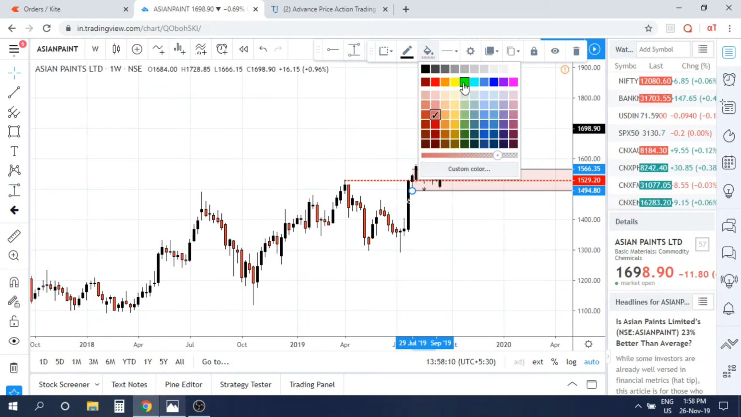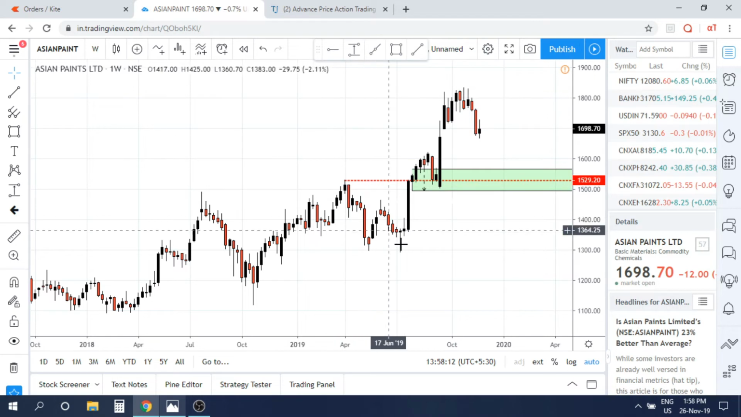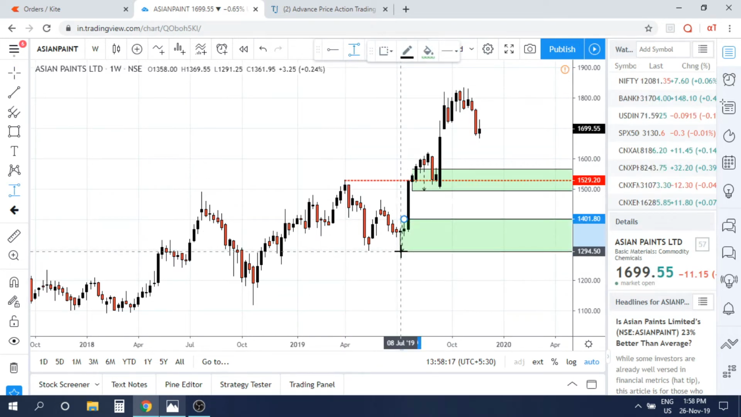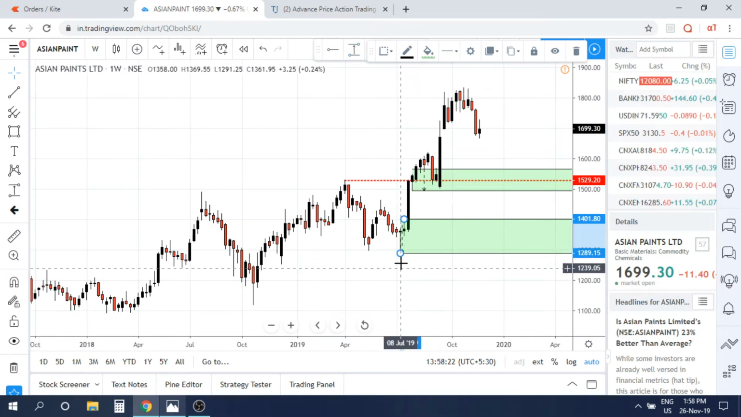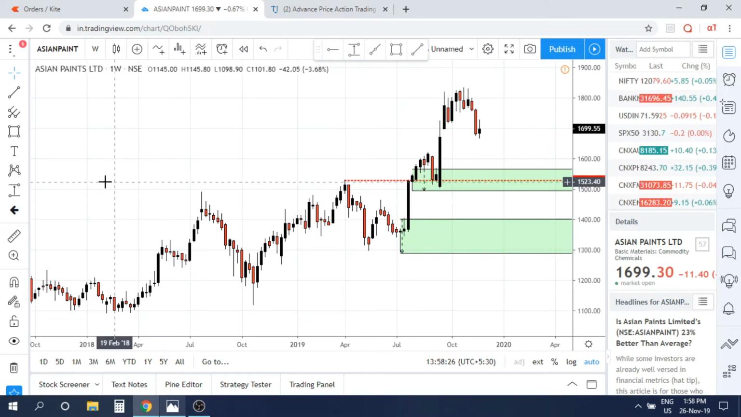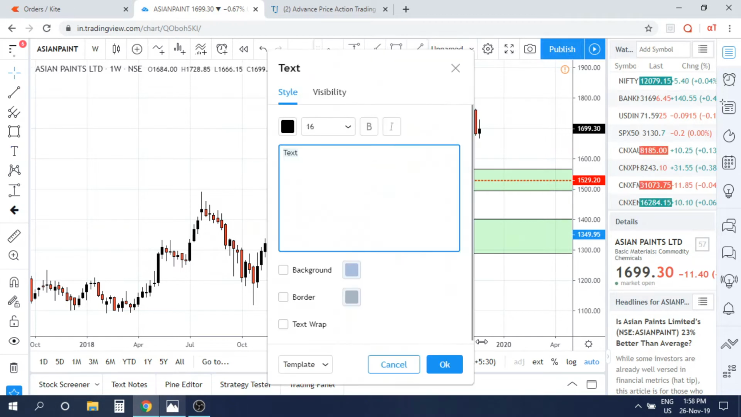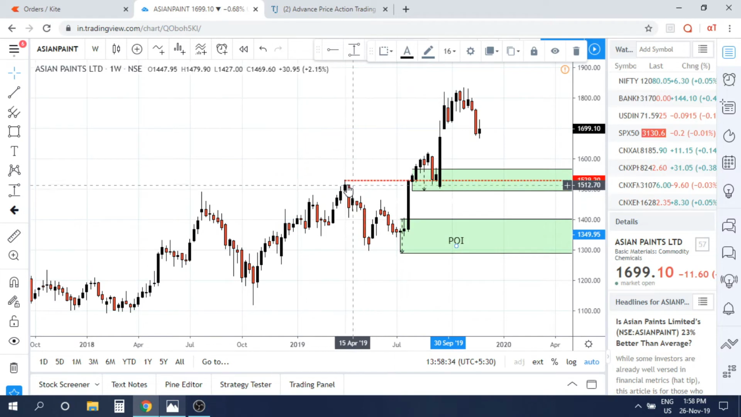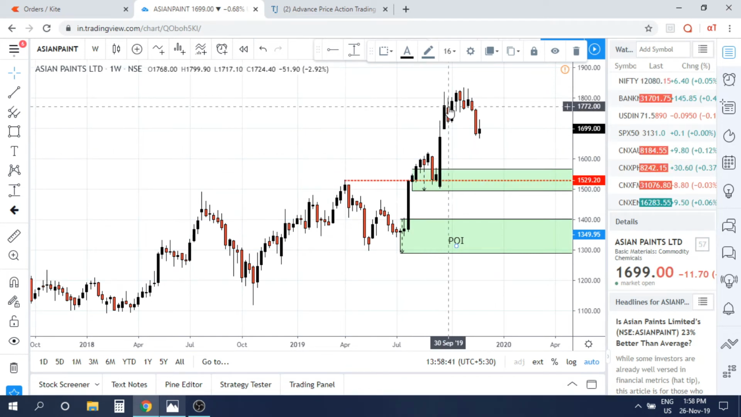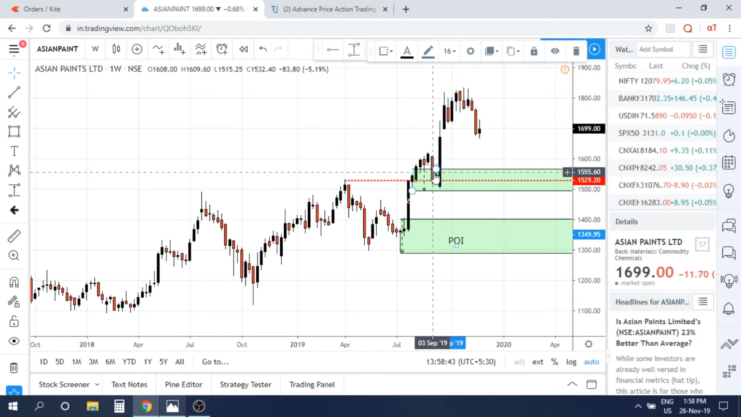It's the demand, so it should be green color, right? And the POI for this is this one. So combining these two together, therefore this entire zone is the POI zone on the weekly, which engulfed this previous all-time high, okay? And then engulf, reverse, continue. Strong continuation. So this kind of continuation is really good.